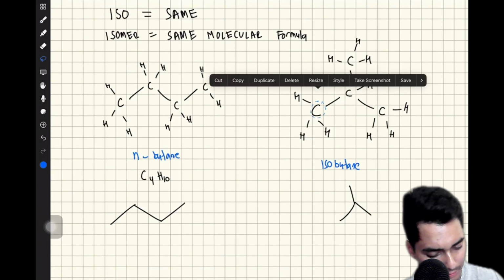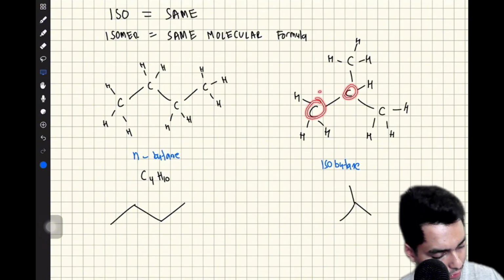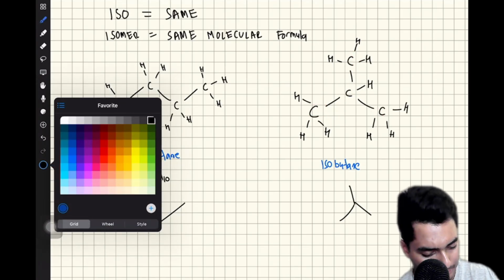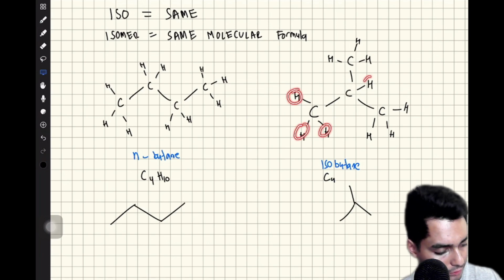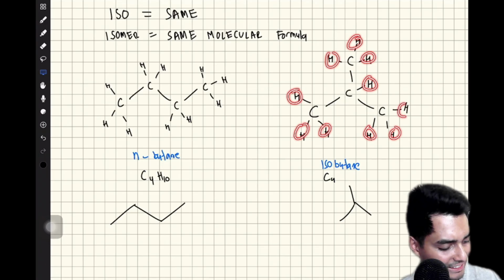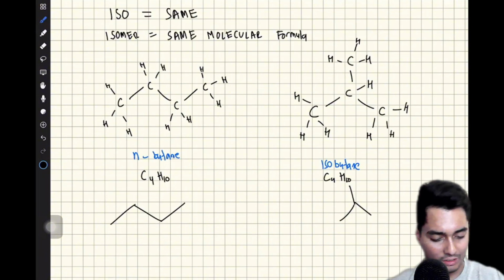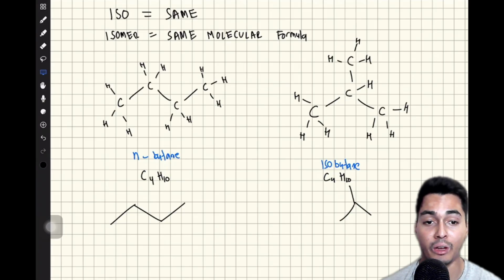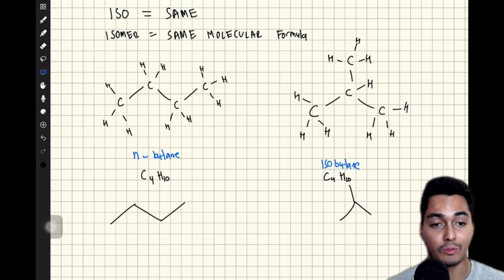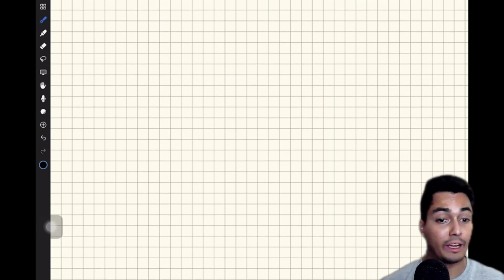If I count 1, 2, 3, 4, that's still C4, and then let's count the H's. 1, 2, 3, 4, 5, 6, 7, 8, 9, 10. That is still C4H10. This is isobutane, so 2 molecules with the same formula, but they have different structure and therefore different properties. So isomers are going to be super important in the context of chemistry and biochemistry. And we're just going to do a bunch of examples to get used to seeing different types of isomers.